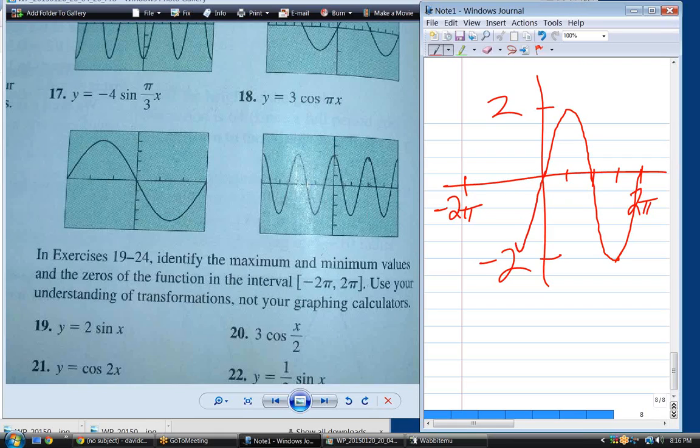And let's see. Is that right? I think it's right. Yep. Identify the maximum and minimum values.